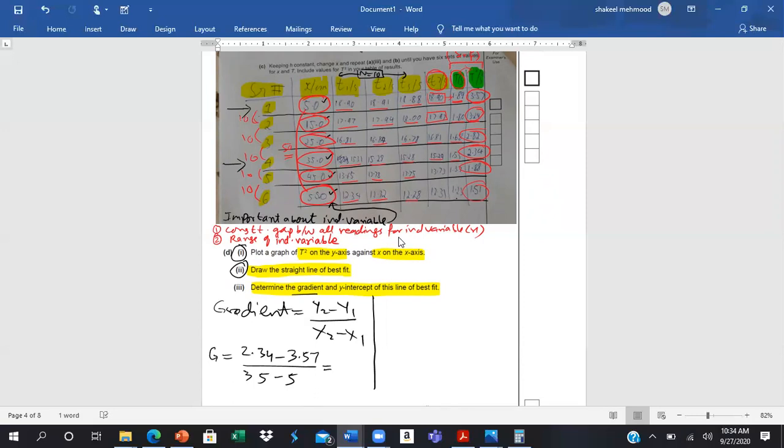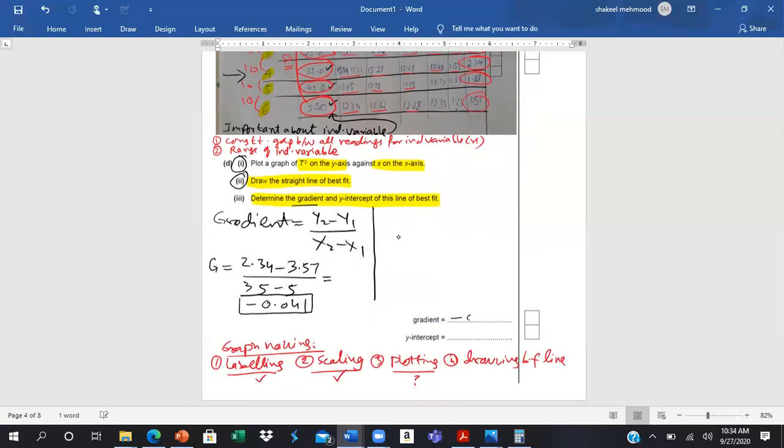So what you have to do is you have to subtract them, right? And you have to find the gradient. So let me work out for it. 2.34 minus 3.57 divided by 30, it will give you minus 0.041. So this is the value of your gradient, so you can write it over there, no need to write the unit. Okay, then beta, for y-intercept you will be using y equal mx plus c.